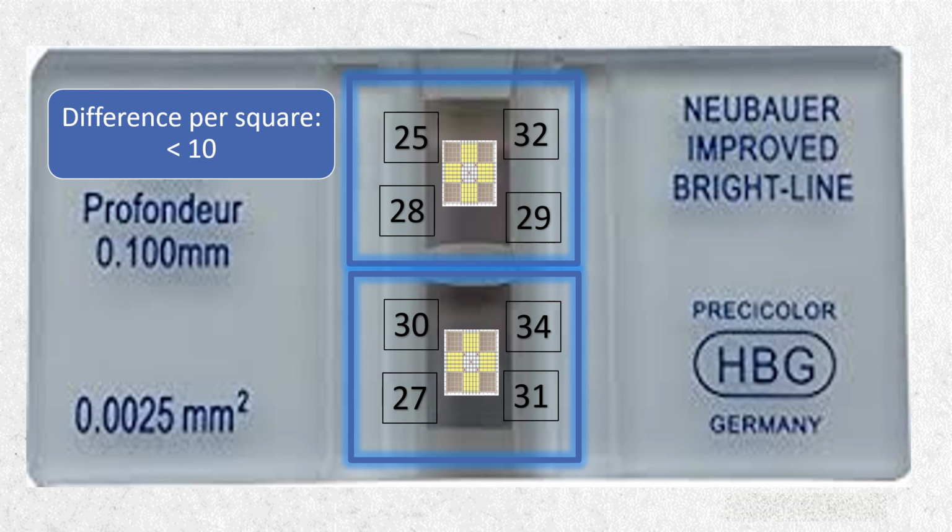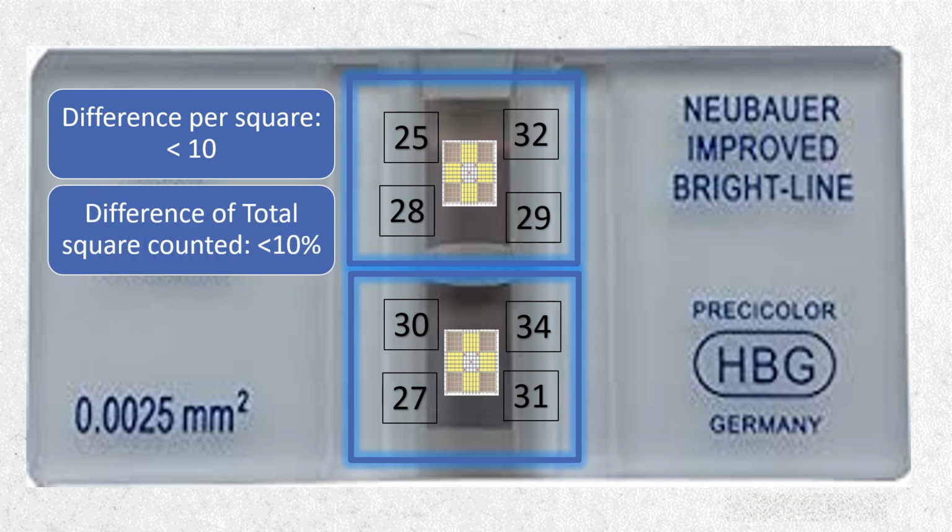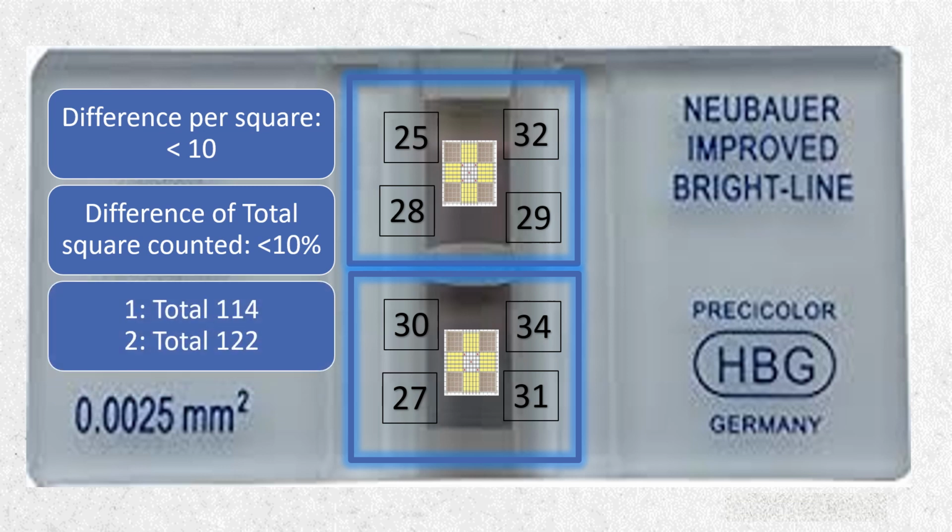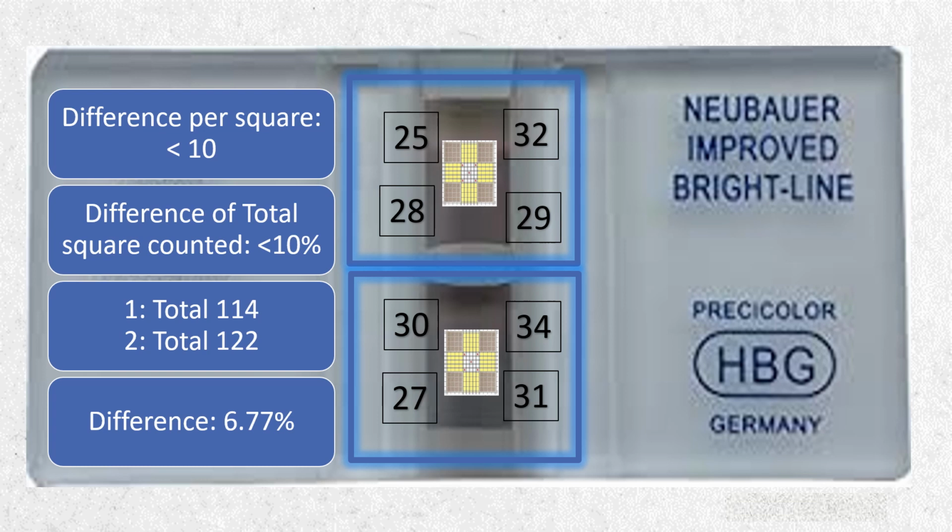Next thing we have to do is to compare the total number of cells counted on each side. They should have a less than 10% difference. We do this to make sure that the specimen has been dispersed properly. The total number of cells on the first side is 114, and the total number of cells on the second side is 122. Follow the computation to know the acceptable difference. The difference on these counts is 6.77%, which is less than 10%, making all the counts acceptable.